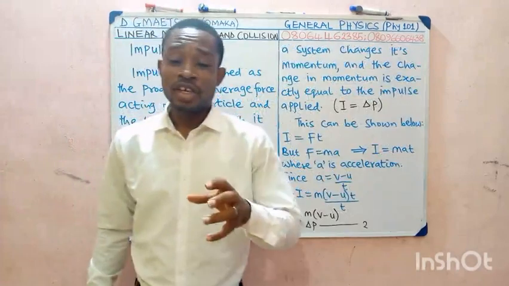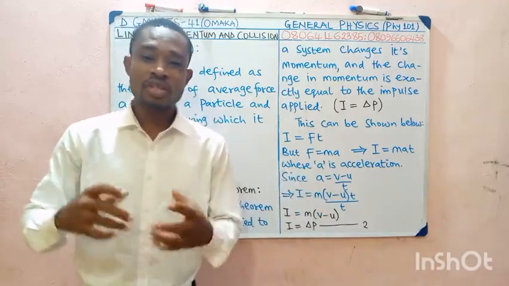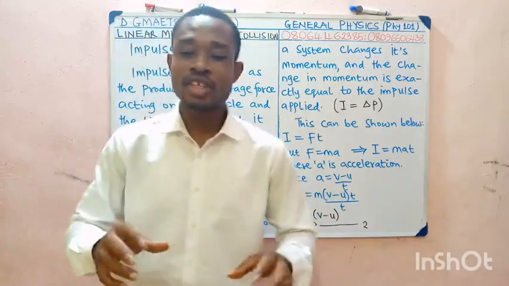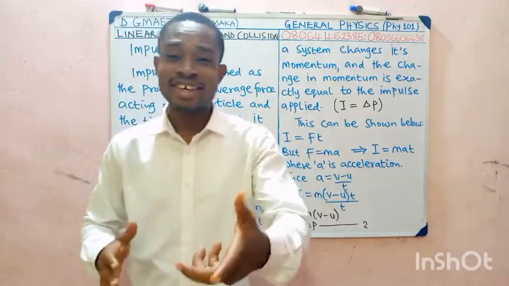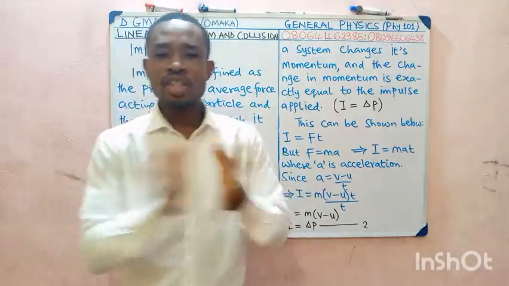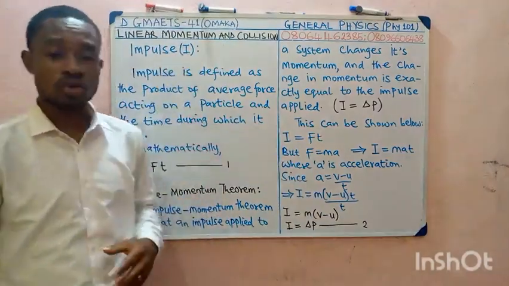In the previous video, it was stated that when an object is in motion possessing momentum, it's possible for this object to collide with another object. Now, this collision is an impact. That brings in the concept of impulse.